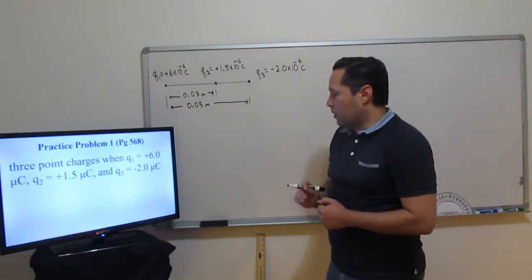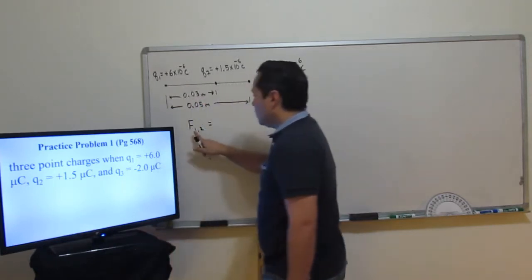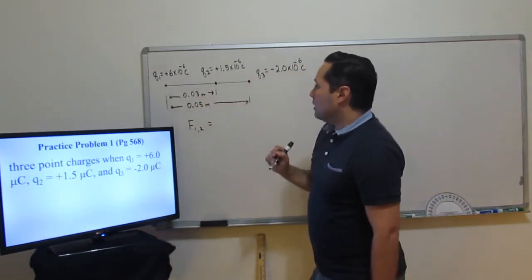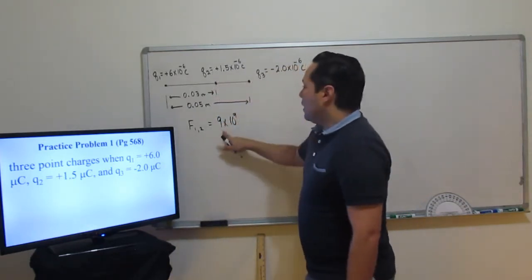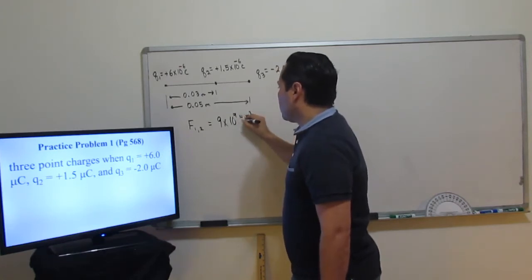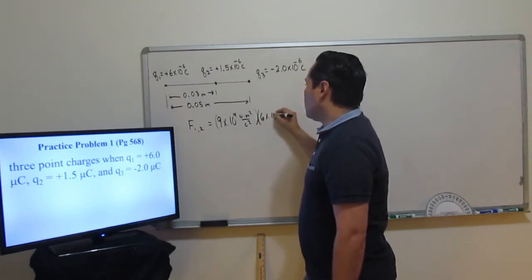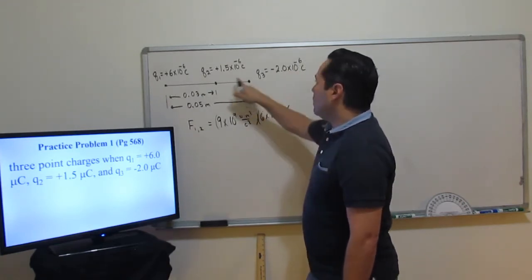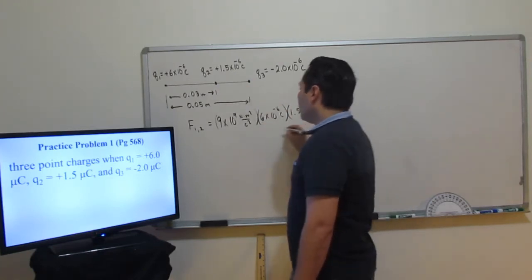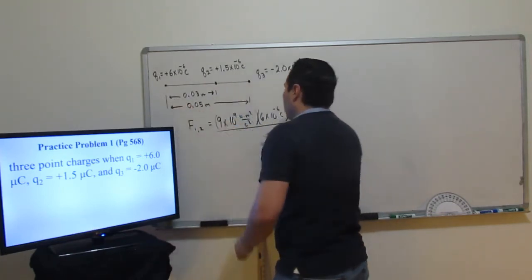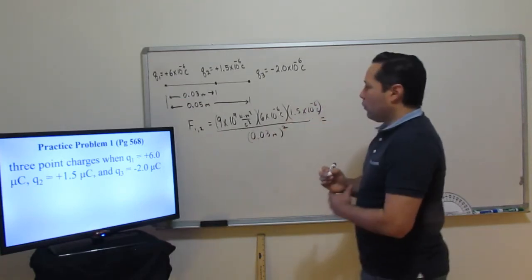So that's going to be our first step, figure out the force between each one of them. I'm going to begin with the force between 1 and 2. What is that? It is Coulomb's constant, 9 times 10 to the 9 newton meters squared per coulomb squared, multiplied by the charges for each one, 6 times 10 to the negative 6 and 1.5 times 10 to the negative 6 coulombs. All of it divided by the distance between them, which is 0.03 meters, squared. Alright, so we're going to solve for that.